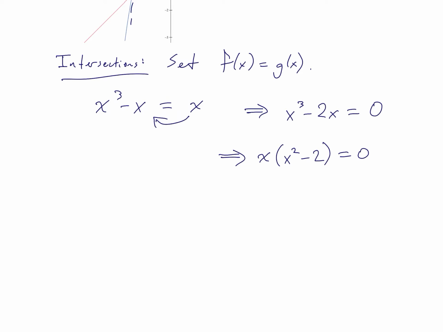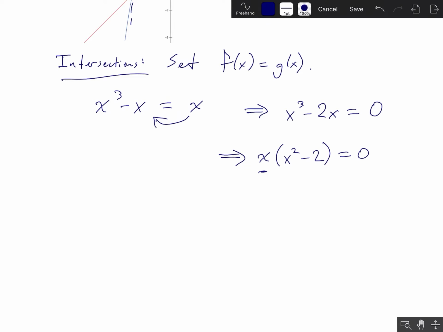So now, if I know that x times (x squared minus 2) equals 0, then that means that either this number is 0 or this number is 0. Those are the only options. So if one number times another number equals 0, then at least one of those two numbers has to be 0.